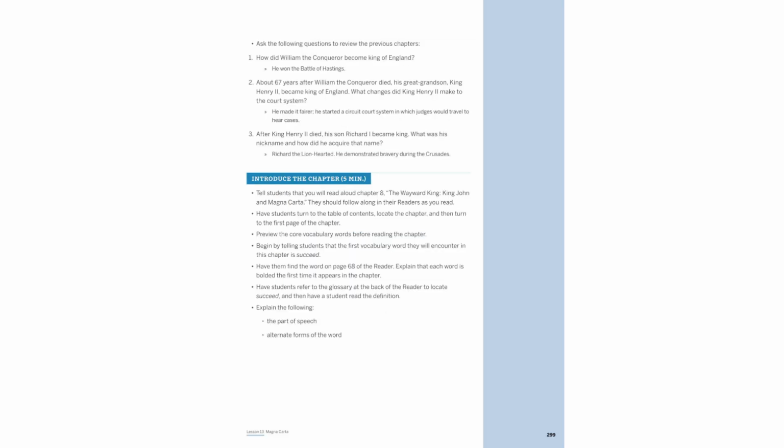William the Conqueror became king by winning the Battle of Hastings. King Henry II, his great-grandson, reformed the court system, introducing a circuit court for fairer trials. Richard I, known as Richard the Lion-Hearted, earned his nickname through bravery in the Crusades. Now, let's delve into King John and the Magna Carta.